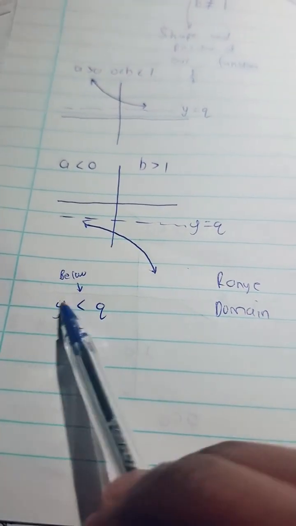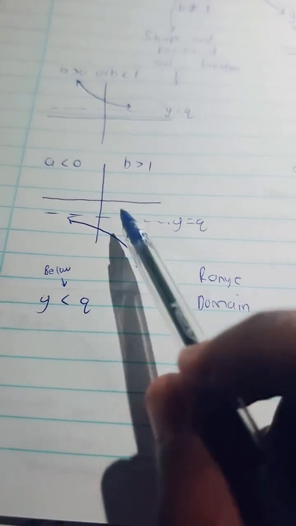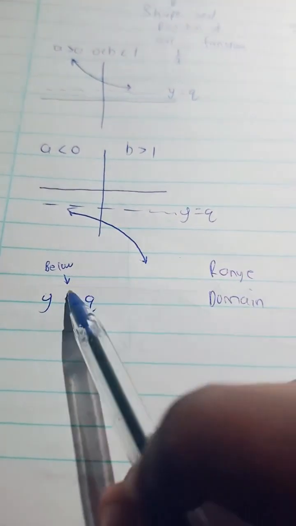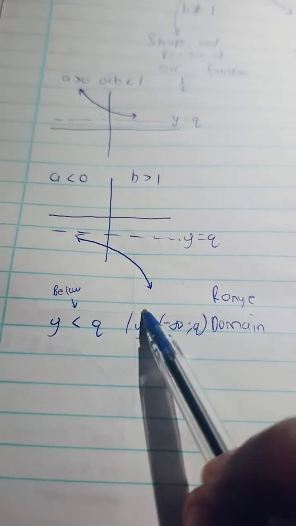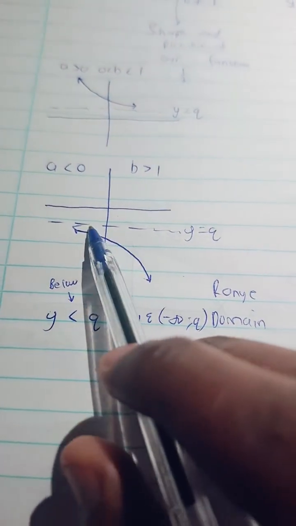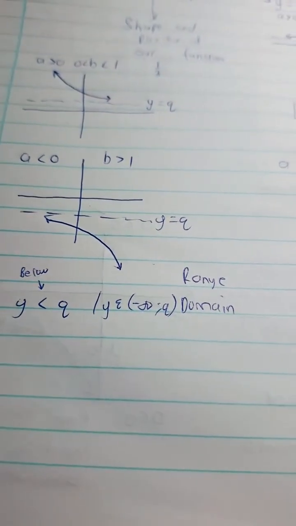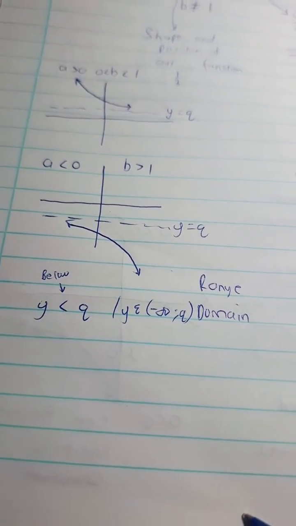So we say y is less than q. Guys, when you say y is less than q, we're saying the function is below this q value. So our range here is y less than q. Or if you want, you can say y is an element of (negative infinity, q), with open brackets, because we don't include q, because the function does not touch the q value.